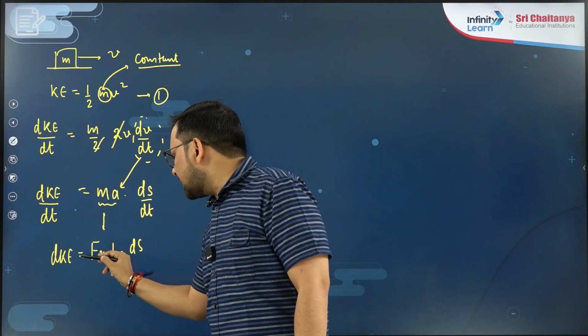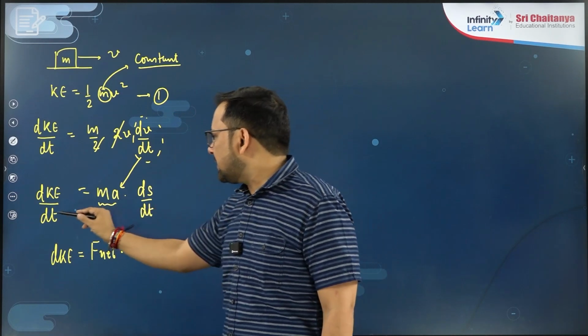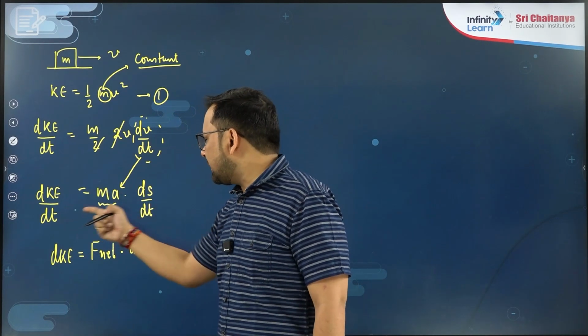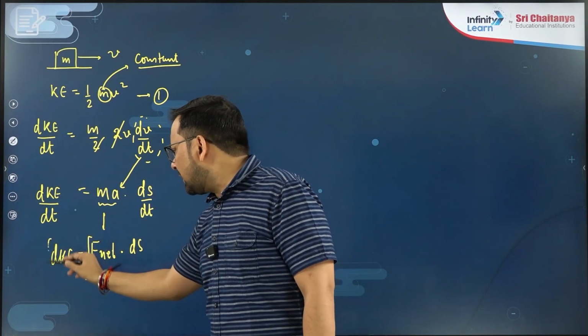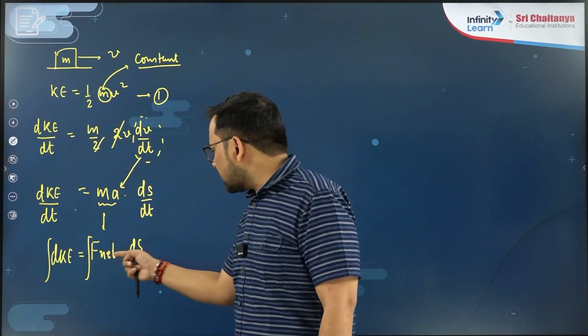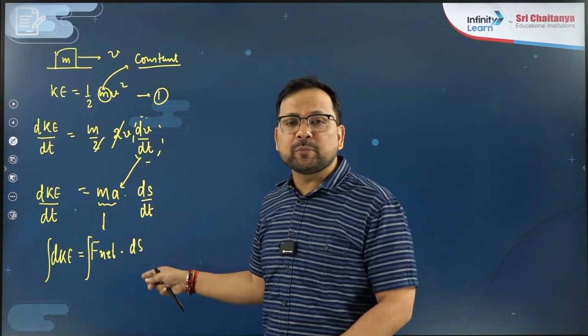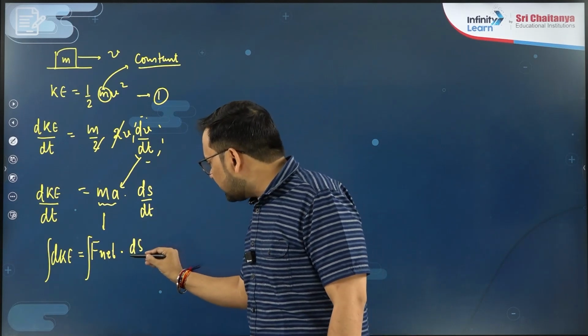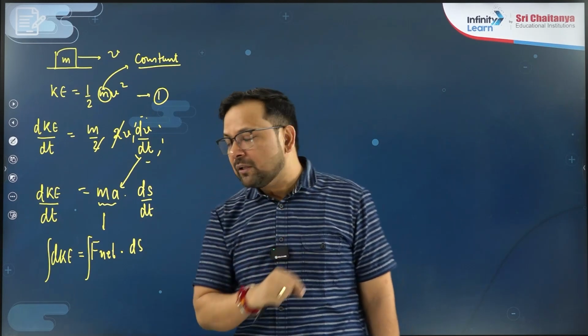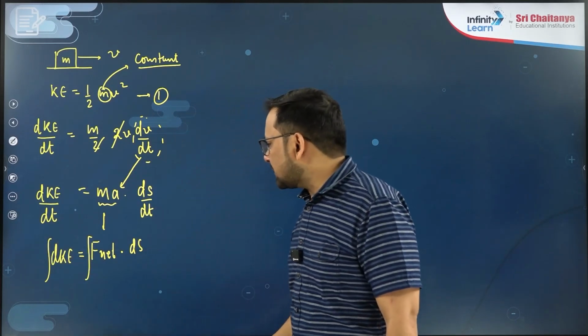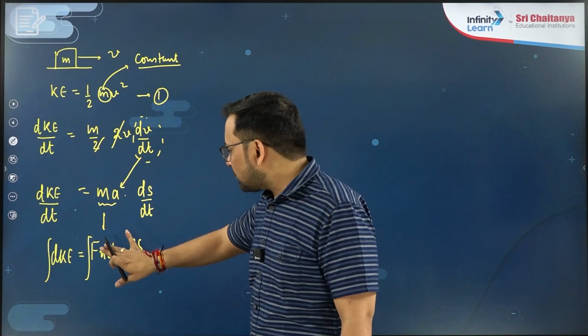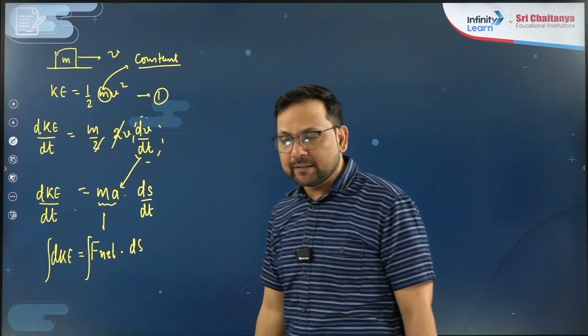So change in kinetic energy is F net ds. Here is dt, here is dt. If I cross multiply, dt, dt will go, and now I am integrating. Why am I integrating? Because force into displacement, we all know, is work. But as displacement is ds, very, very small, differentially small, dK is a very small change in kinetic energy. So that was a small work equal to a small change in kinetic energy.